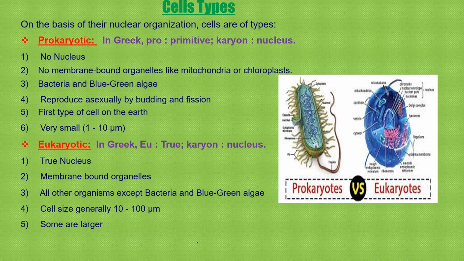There are two types of cells we can categorize, that is prokaryotic and eukaryotic. Prokaryotic, in Greek, pro means primitive and karyon means nucleus. Here the primitive cells are called prokaryotic, where the organelles do not have any kind of membrane, non-membrane-bound organelles; mitochondria and chloroplast are not present in prokaryotes. On the other hand, in eukaryotic cells, the true nucleus is present and all membrane-bound organelles we can see.